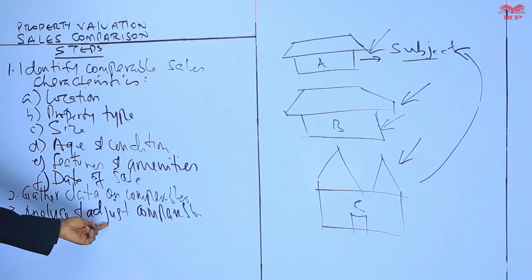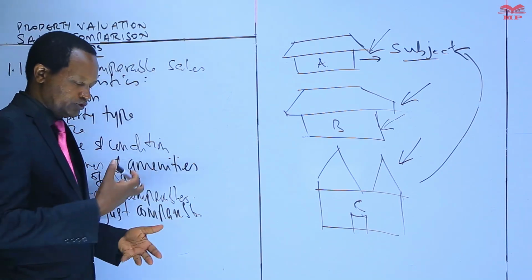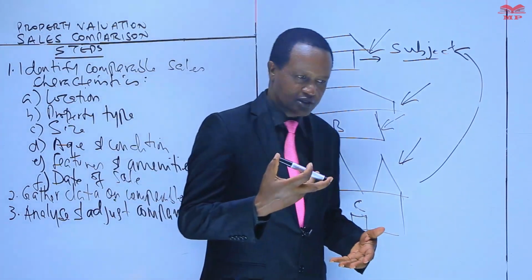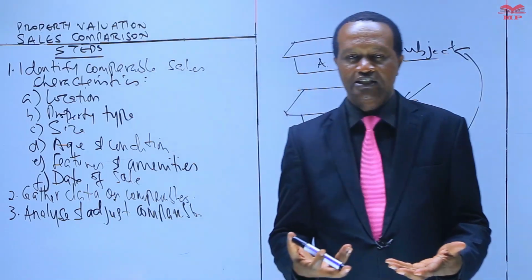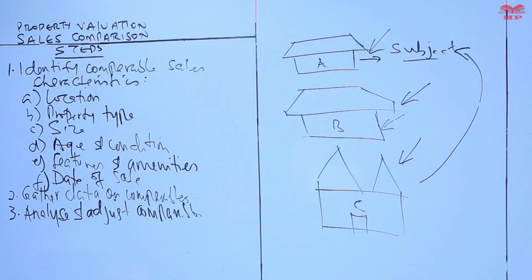And these adjustments can either be additions or even subtractions to the comparable sales price. And the common adjustment categories, candidates, include the time of sale, the location, the physical characteristics, the terms and conditions of sale, and so on.